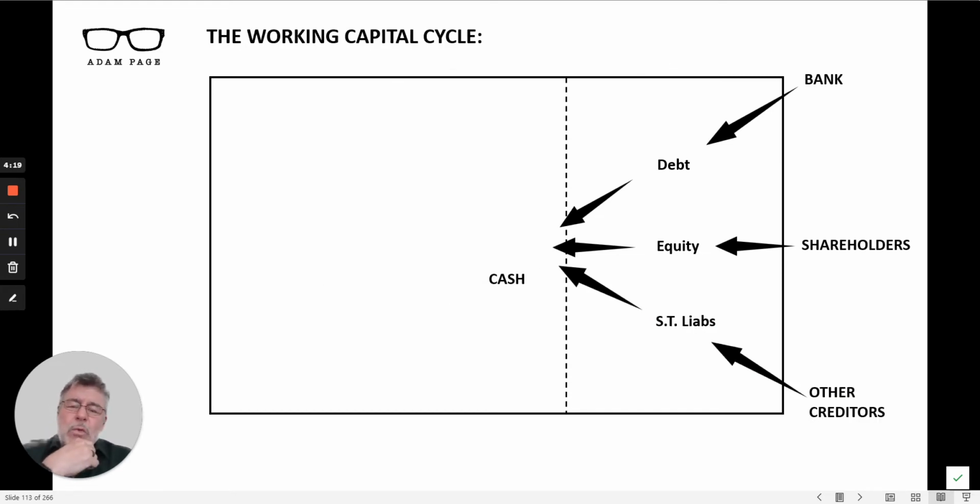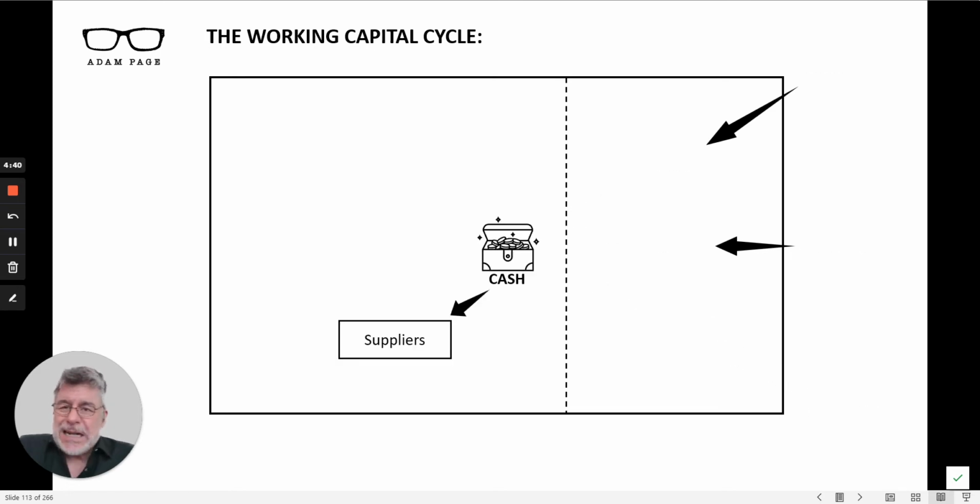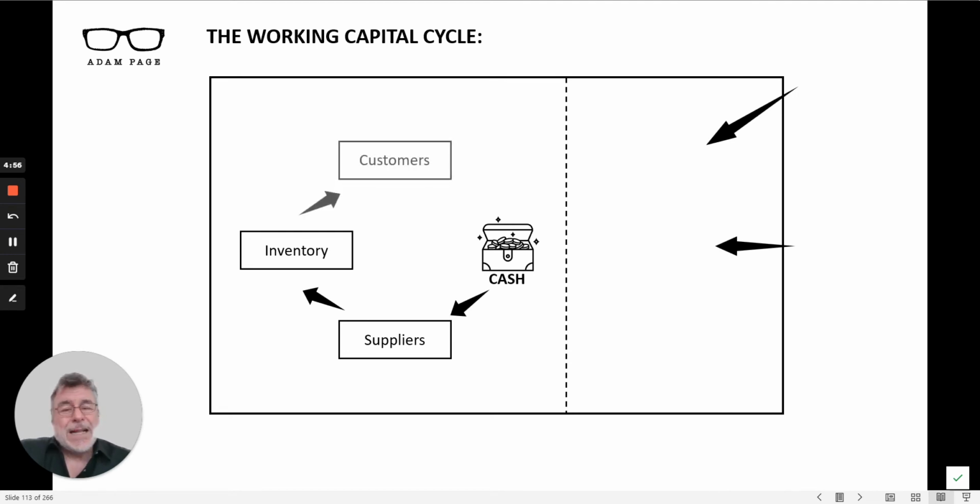Let's look at the working capital cycle. So again, we can see on the right-hand side here, on the liability side, the money coming from the bank, money coming from shareholders, and strictly speaking, money which we haven't had to pay yet. So that's a source of cash. The classic working capital cycle is we use our cash, we pay suppliers for raw materials, which we turn into work in progress and ultimately finished goods. Then we sell it to customers and customers pay us cash.